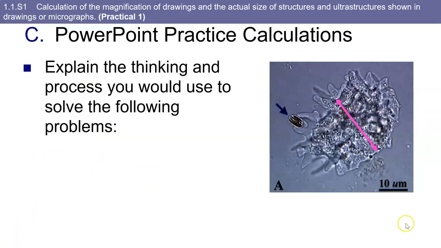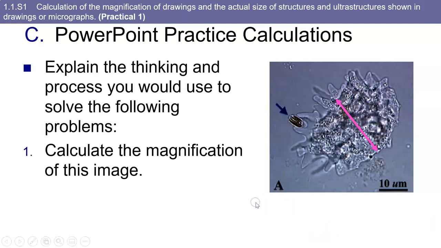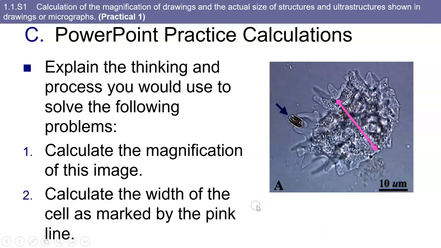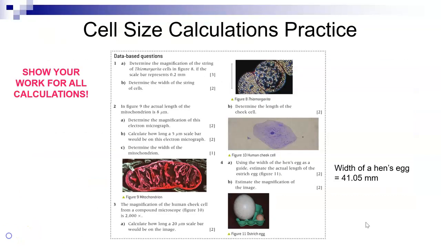So together with your partner, I would like you just to talk through the thinking and the process that you would use to solve these following two problems, and then type that thinking and process into your note sheet. You do not need to actually solve the problem. So how would you calculate the magnification of this image, and how would you calculate the width of the cell as marked by the pink line? So pause the video and complete that portion of the note sheet.